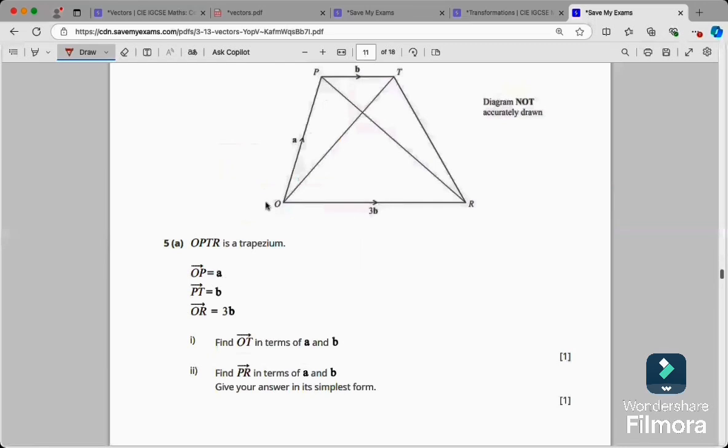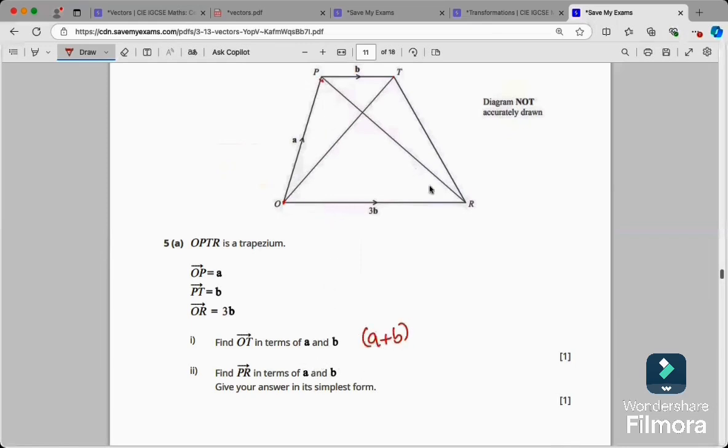Well, question number 5 is a trapezium. So in the trapezium, we know the OP and the PT and the OR. So you need to find the OT. Easily we can find the OT from O to T, which is O to P and P to T. So we can just simply take it as A plus B.